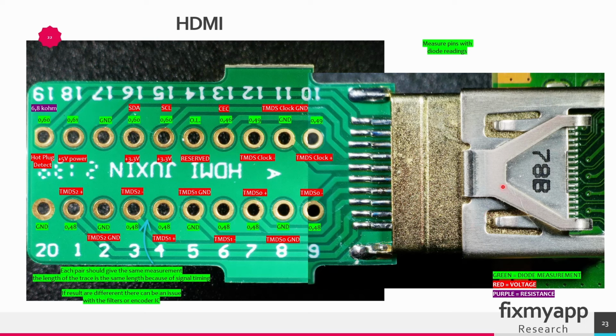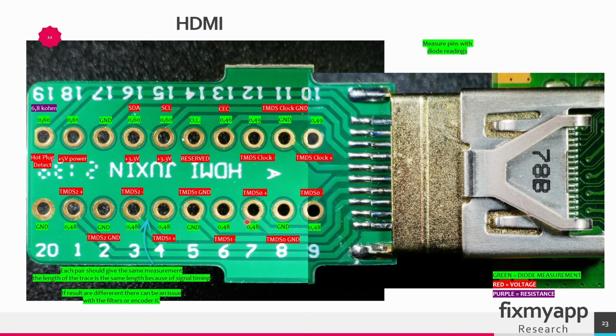From the APU, the video signal will go through the encoder chip, and from the encoder chip it will go to this HDMI port, and from here it will go to your display. All the pins that have the TMDS label will send the data or the audio signal from the console. It will send it to your display. So the plus and minus pin of each pair should give the same diode measurement. So in this case 0.48V. When one of those values is different, then you have a problem. This could be in the HDMI port or in the encoder chip or maybe in the APU.